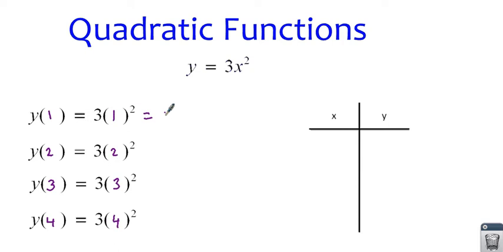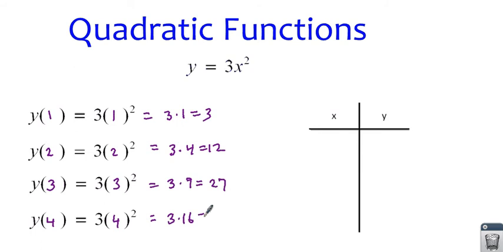1 squared is 1, 3 times 1 gives 3. 2 squared is 4, 3 times 4 gives 12. 3 squared is 9, 3 times 9 gives 27. And 4 squared is 16, 3 times 16 gives 48. So for inputs of 1, 2, 3, and 4, this formula produces outputs of 3, 12, 27, and 48.